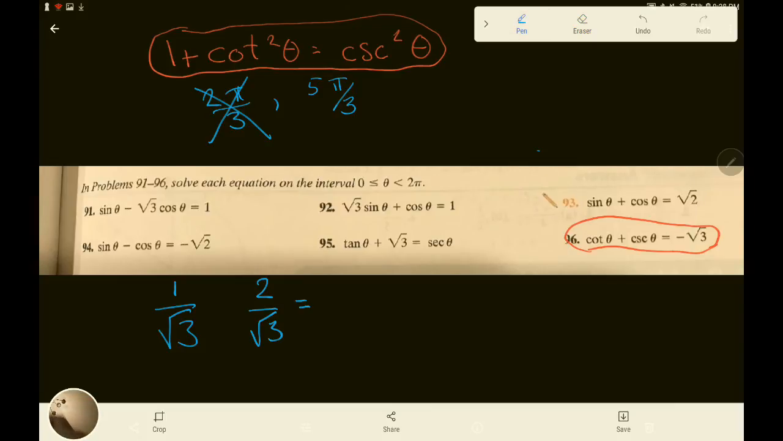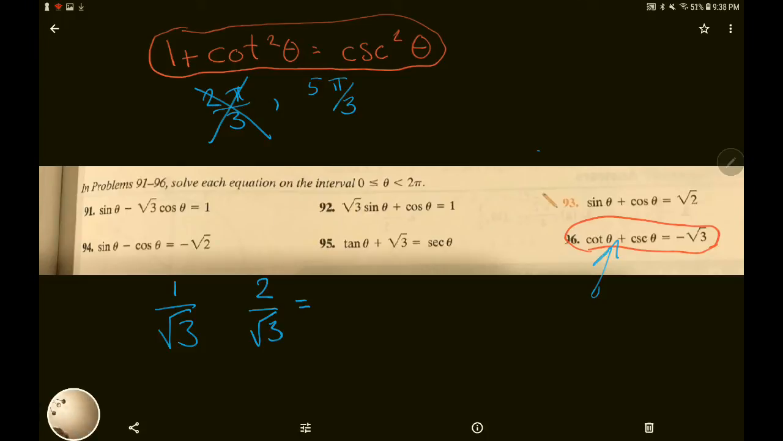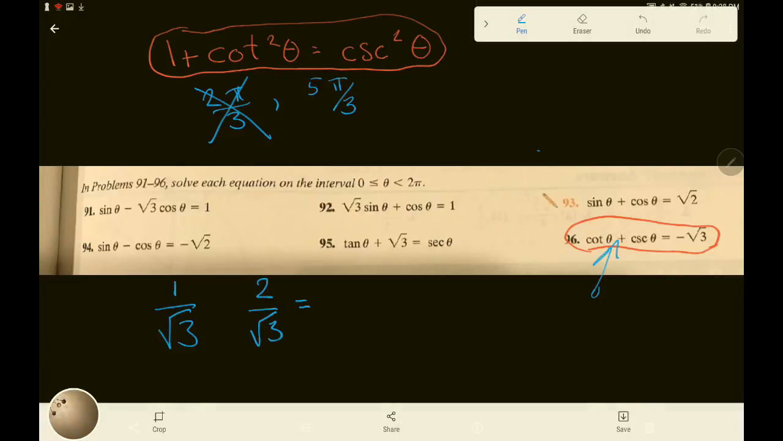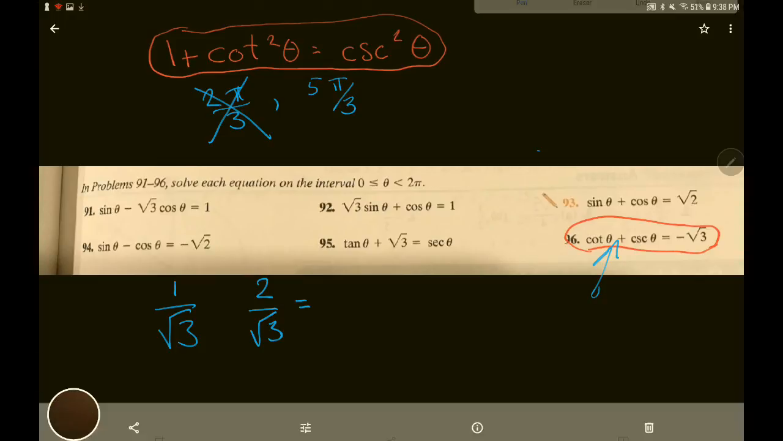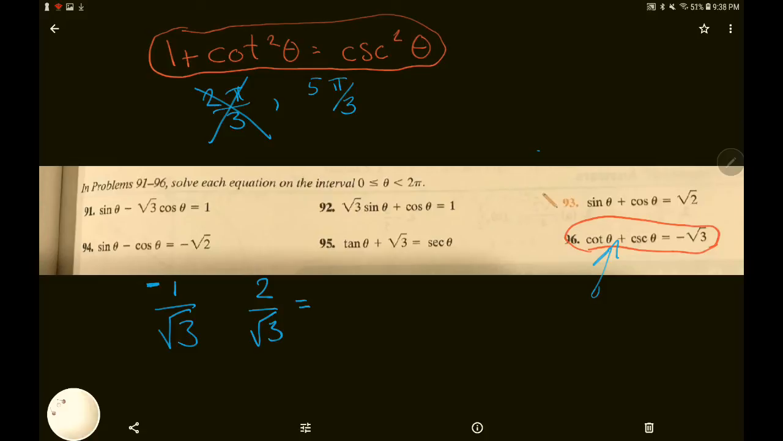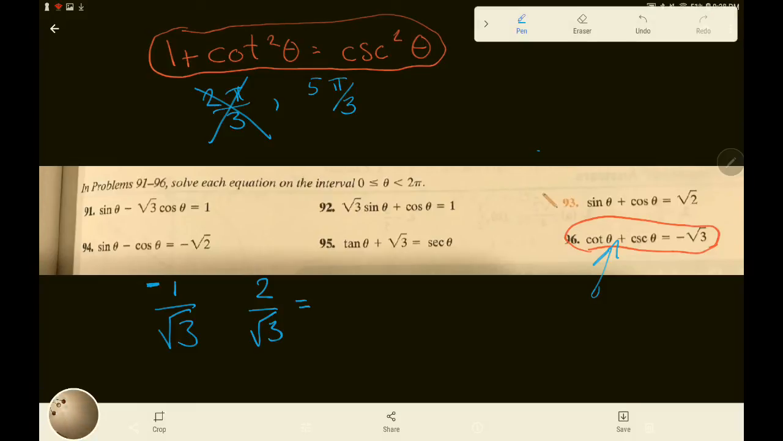So we want cotangent of 2 pi over 3. Oh no, 5 pi over 3. Cotangent of 5 pi over 3 is negative 1 over root 3, just as before. Because in quadrants 2 and 4, cotangent and tangent have the same plus or minus signs.